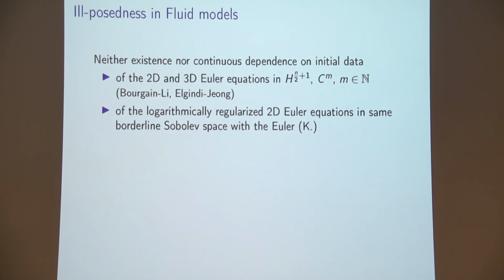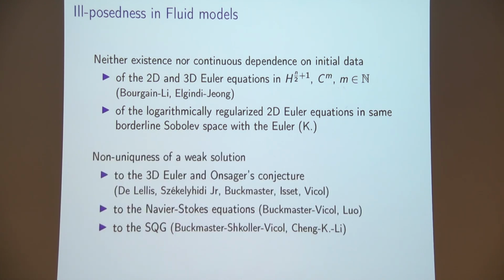As I mentioned, for smooth solutions, we have well-posedness. Then there would be a solution space with borderline regularity at which we are no longer sure of the well-posedness. On such spaces, Bourgain and Li proved the ill-posedness of the 2D and 3D Euler equation. And I made a small extension by verifying that the ill-posedness still holds even for the logarithmically regularized 2D Euler equation in the borderline of a Lipschitz space.